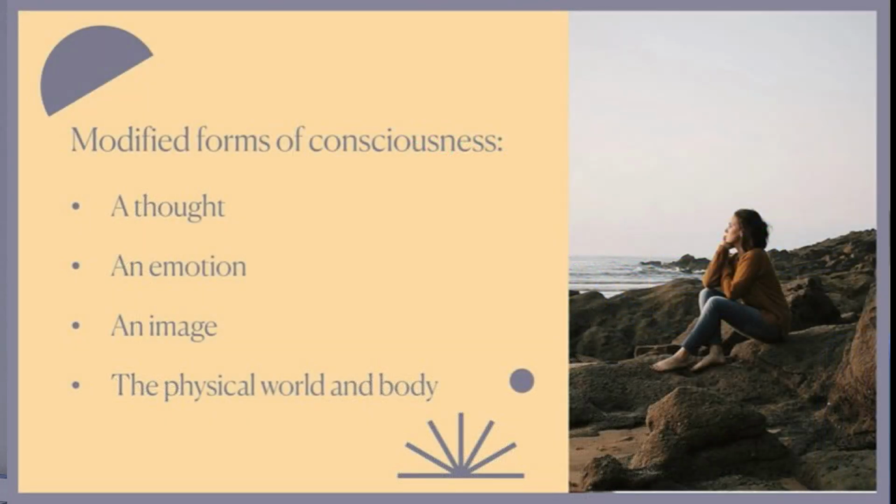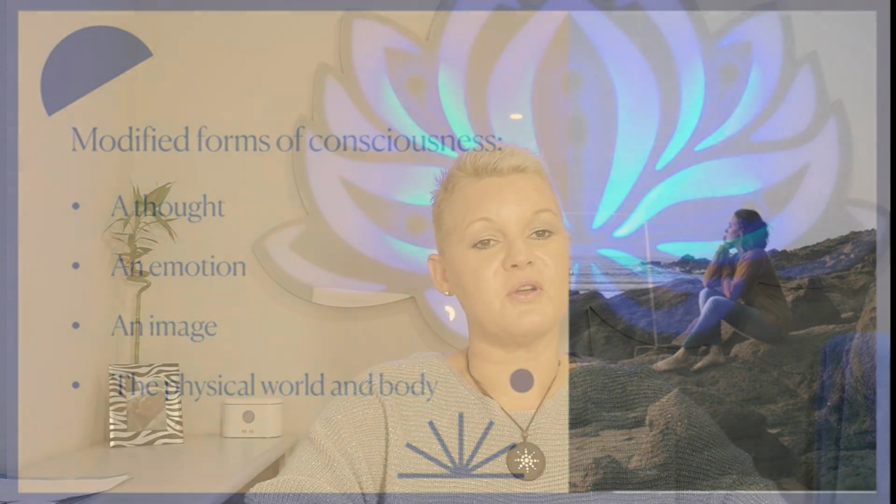You might say, well, what do you mean? Well, a thought is made out of consciousness. An emotion is made out of consciousness. And when I say made out of, I mean it's a modified form of consciousness. It's an excitation of consciousness, or we can say it's a modulation of consciousness. So a thought is a modified form of consciousness. An emotion is a modified form of consciousness. An image in your mind is a modified form of consciousness, but so is what we call the physical world and our physical bodies.